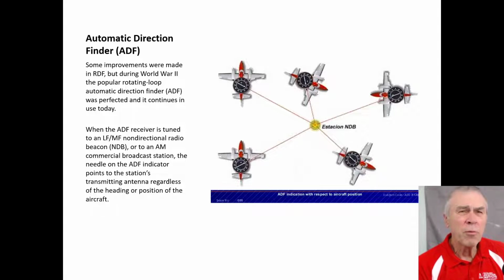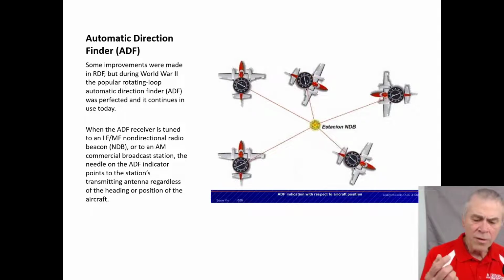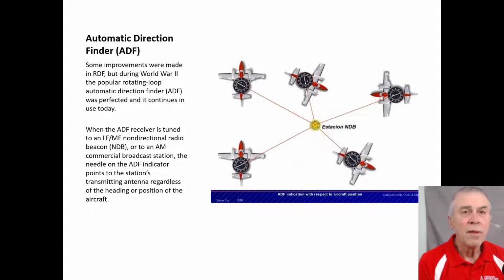So a little bit more of the history. During World War II, the popular rotating loop automatic direction finder was perfected, and it continues in use today. So the loop actually rotated, so the plane didn't have to. But it was a popular way of doing it. The automatic direction finder, or sometimes we'll refer to it as airborne direction finding.